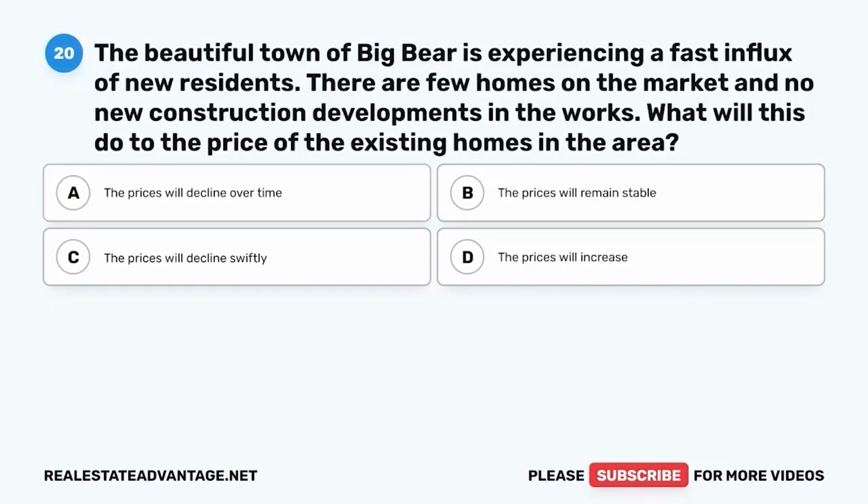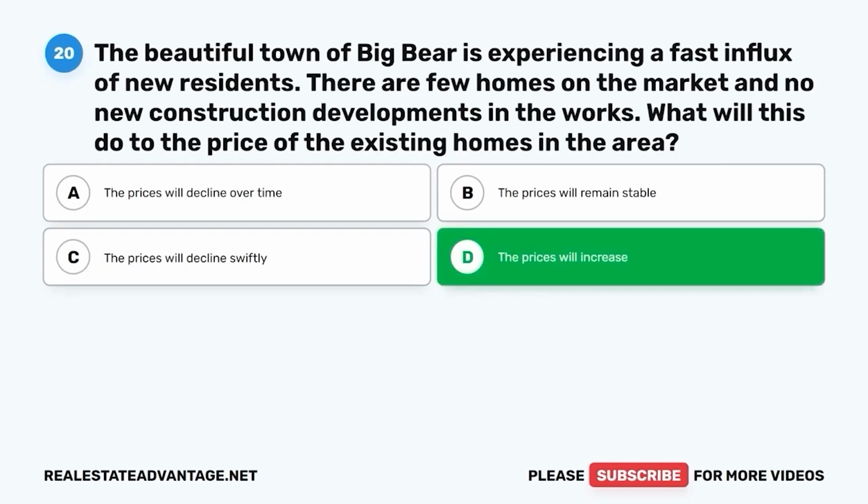Question 20. The beautiful town of Big Bear is experiencing a fast influx of new residents. There are few homes on the market and no new construction developments in the works. What will this do to the price of the existing homes in the area? A. The prices will decline over time. B. The prices will remain stable. C. The prices will decline swiftly. D. The prices will increase.